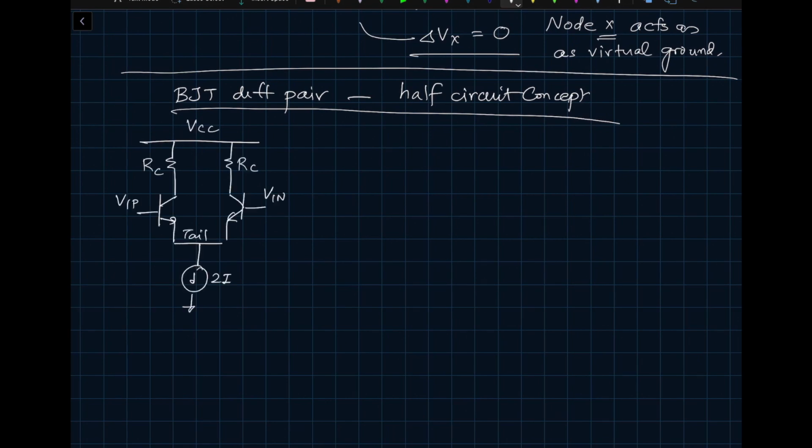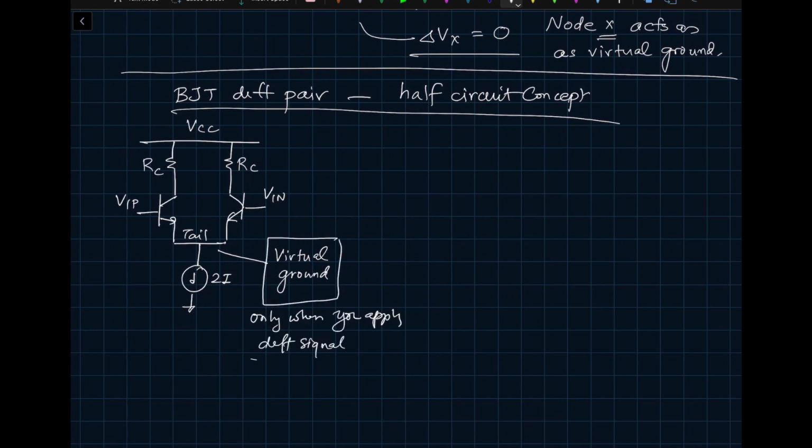And what we said is this node, the tail node, is a virtual ground. And this is virtual ground only when you apply differential signal. Okay, this is critical. Only when you apply differential signal. So now we are going to analyze this particular diff pair for differential signals. Since this is a virtual ground node, we can kind of connect this to ground for processing ourselves, and then the circuit becomes simple.